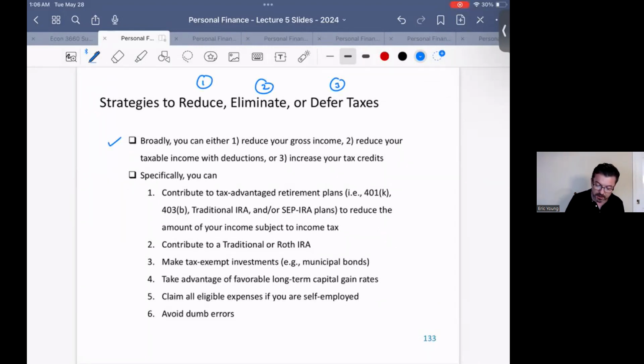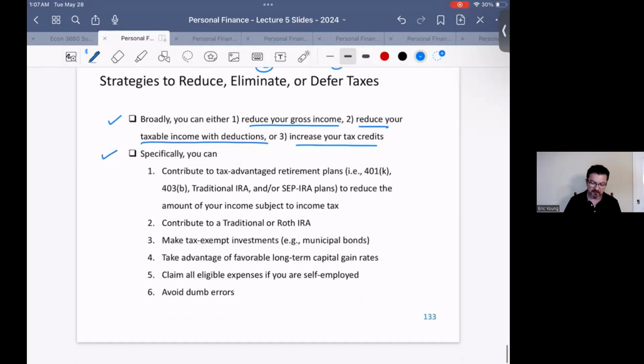You can either reduce your gross income, which will reduce your taxable income. You can reduce your taxable income with deductions, or you can increase your tax credits. I mean, at the core, those are the only primary legal ways to get yourself in a better tax position. Reduce your gross income, use deductions to reduce your taxable income, or use credits to reduce your tax burden. That's broadly speaking what you can do.